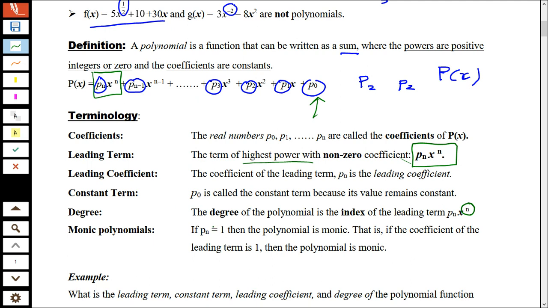Now, lastly, just a bit of terminology here. What is a monic polynomial? Okay, so monic just means that you've got a leading coefficient of 1. So for example, if I wrote down y is equal to x cubed minus 7x squared, that is a polynomial. But notice that the leading coefficient here is 1. So that's what we call a monic polynomial.